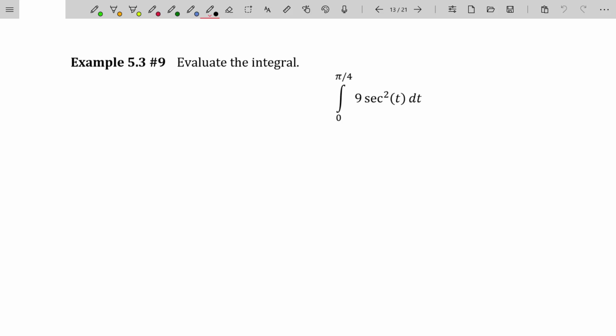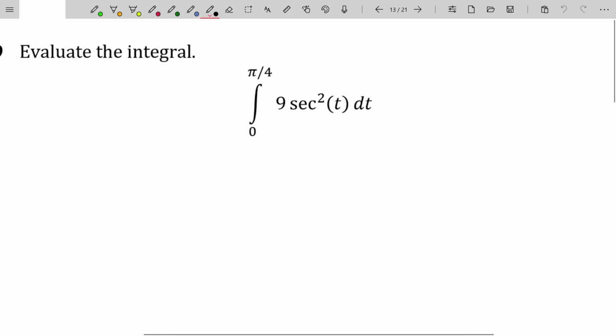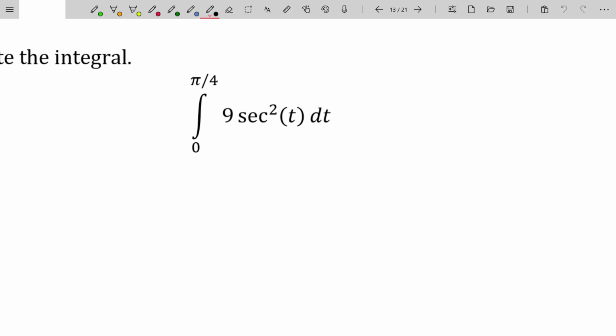Let's see here. We have the integral from 0 to pi/4 of 9 secant squared of t dt. First of all, I don't like constants inside my integrals if I can factor them out, so that's what I'm going to do. I'm going to factor that out. So that's the integral from 0 to pi/4 of secant squared t dt, and that was being multiplied by 9.